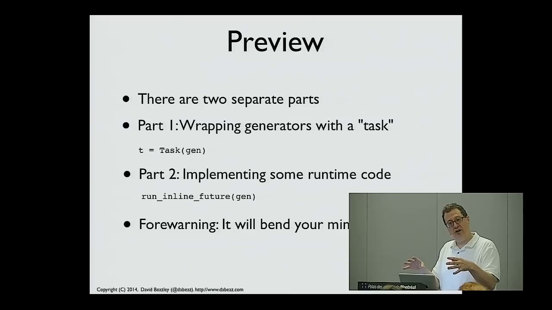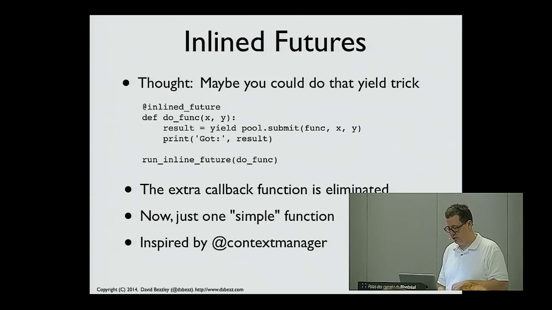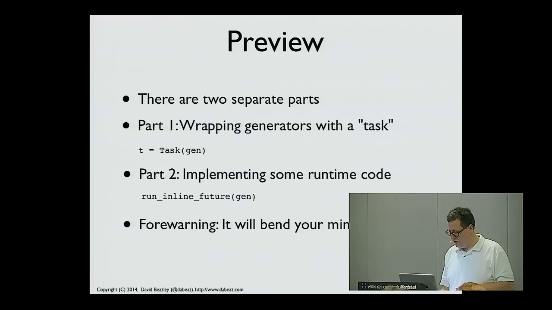It turns out if you have a generator and you're going to do this little trick with the yield, you actually have to have some piece of code that runs that. A yield statement by itself doesn't do anything. You actually have to have some piece of code that's going to manage that. So that's what the task is going to do, and then we actually have to have some code that executes it as well. So we're going to take this and pull it apart. It will bend your mind a little bit, as you'll see in a second.